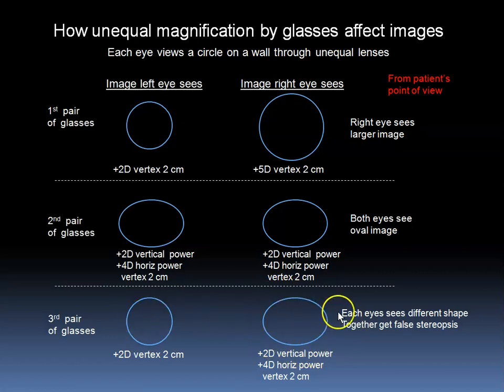Because each eye is seeing a different type of image, the brain may either fuse the images or have double vision. Where the disparity is in the horizontal meridian, if it is not too large, it is possible for the brain to fuse them and create false stereopsis.